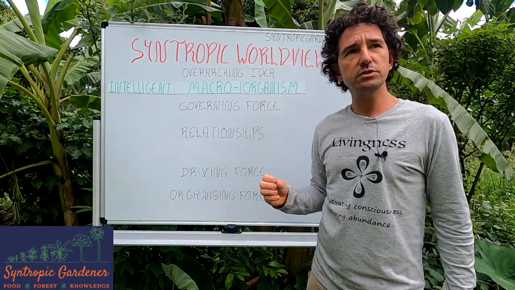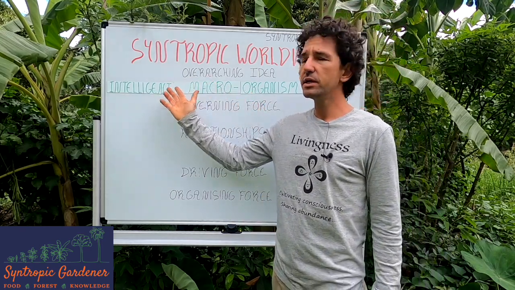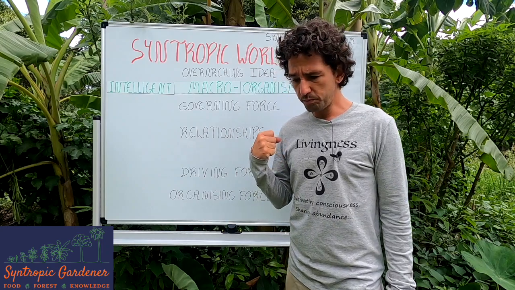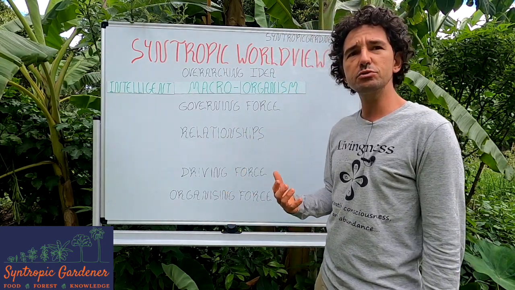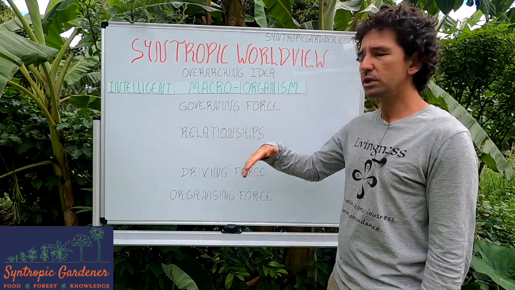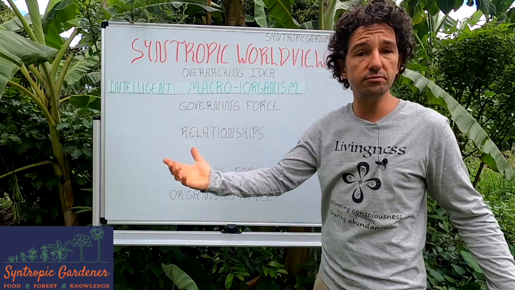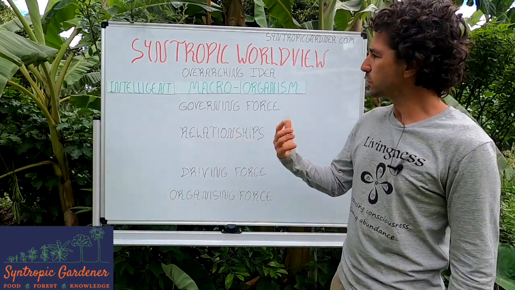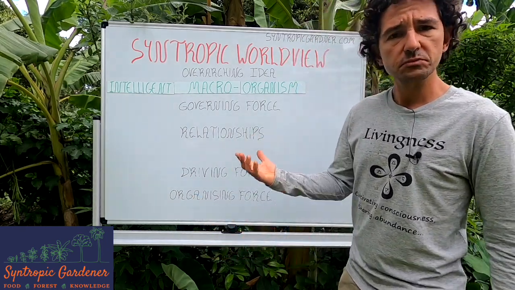And one very specific quality that Ernst brings is that that macroorganism is intelligent. So it has a way of operating. There is an intelligence behind it, a way to work that will move it towards where it wants to go, towards higher forms of life, of complexity, of diversification, and so on.